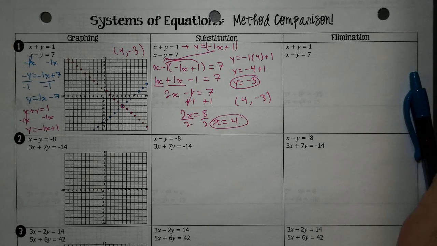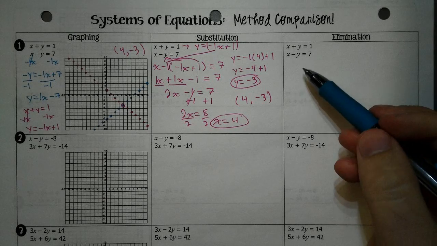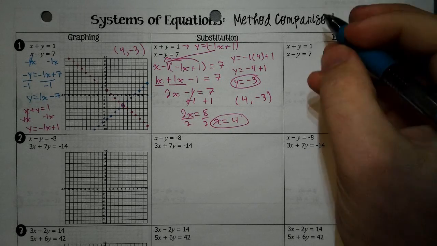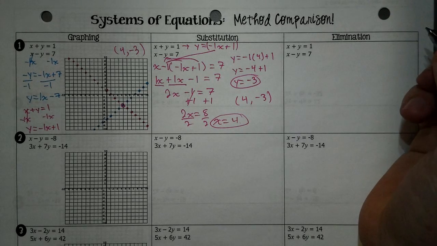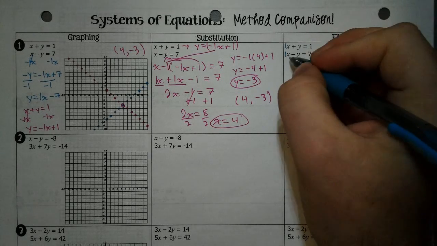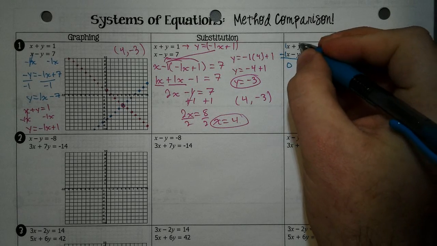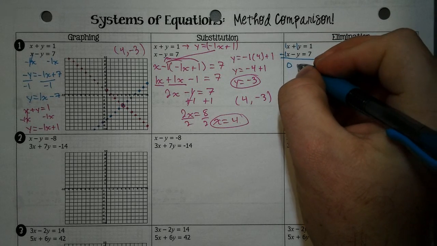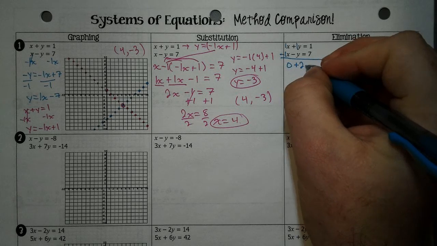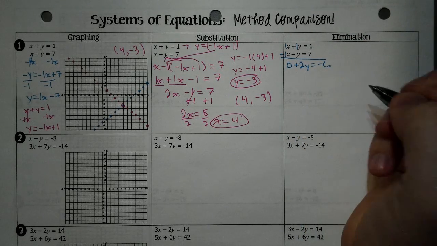Let's work one more, and this one's going to go a little bit faster because elimination, you want them in standard form. So first we decide eliminate x's or y's. I'm going to go ahead and eliminate the x's. They both have a 1 in front, so I'm going to subtract. 1 minus 1 is 0. 1 minus negative 1, be careful because that's actually positive 2. And then 1 minus 7 is negative 6.